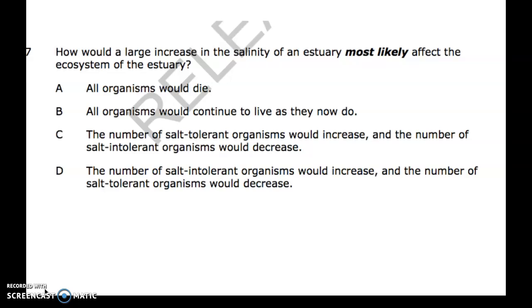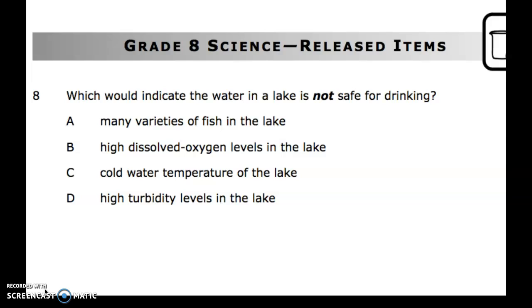Now all we have left is C and D. The number of salt-tolerant species would increase. If we added more salt, that would likely be what would happen, and the number of salt-intolerant species would decrease. So C here is our correct answer. I'm going to go on to another one.